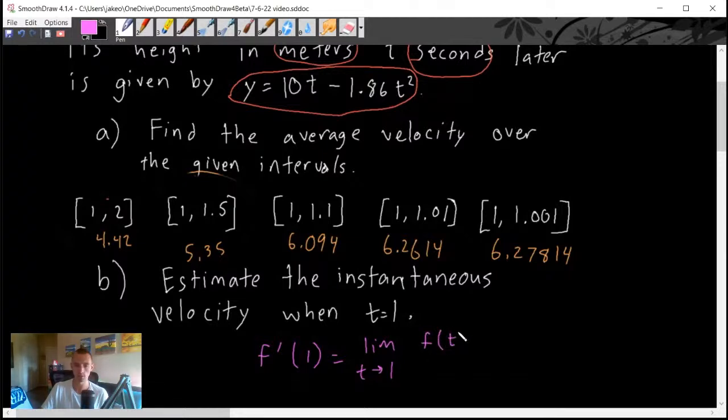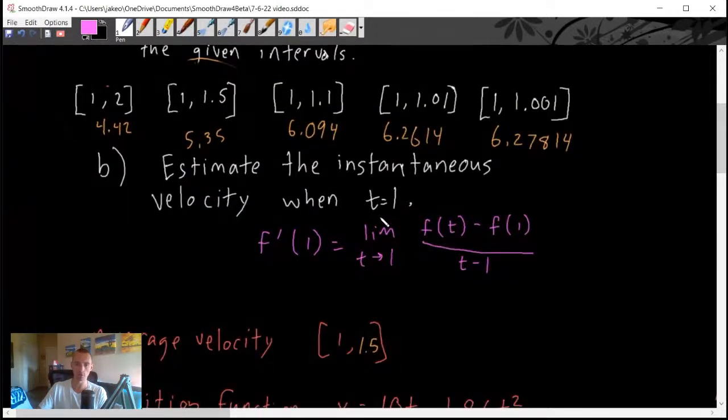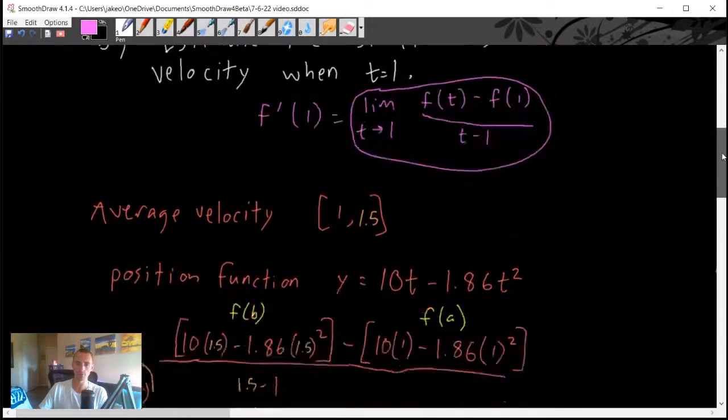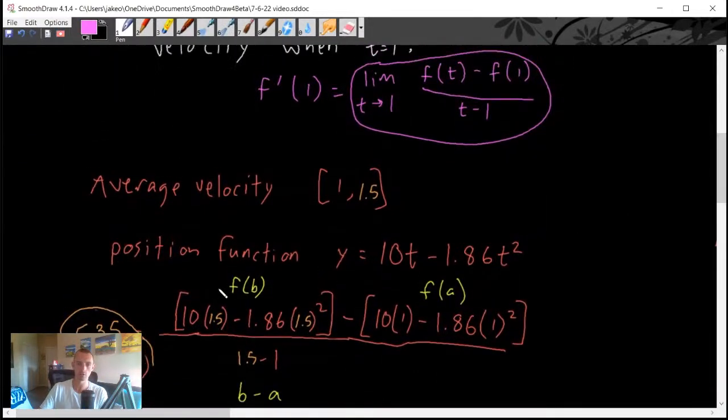t minus f of 1 over t minus 1. So this formula right here will give us the instantaneous rate of change of this position function at t equals 1. The limit as t goes to 1 of f of t minus f of 1 all over t minus 1. So what do you notice about this formula right here and the formula that we used in the first part here? f of b minus f of a all over b minus a.